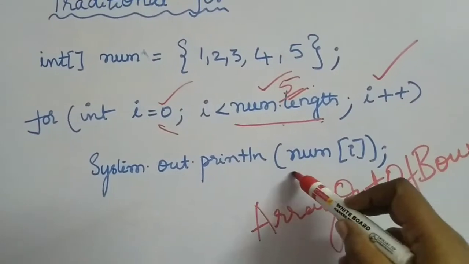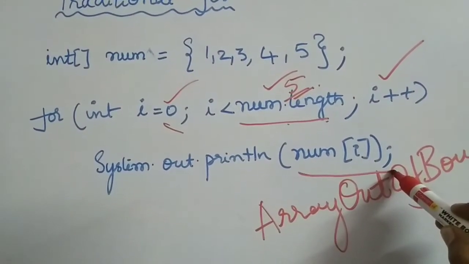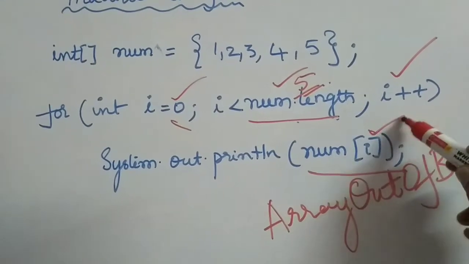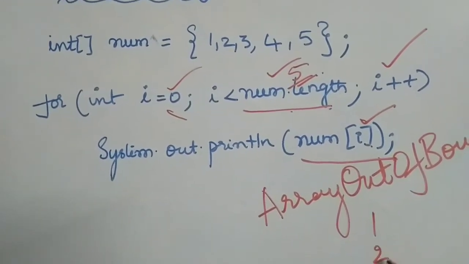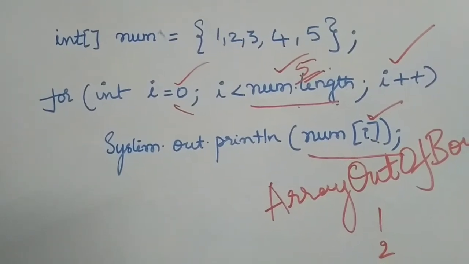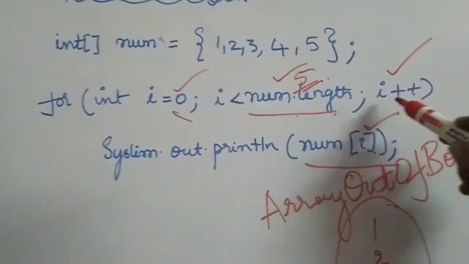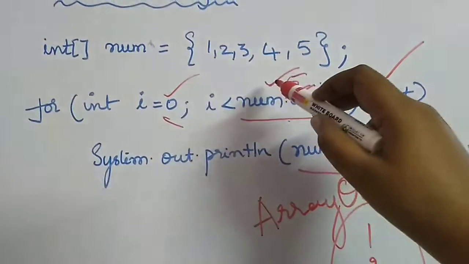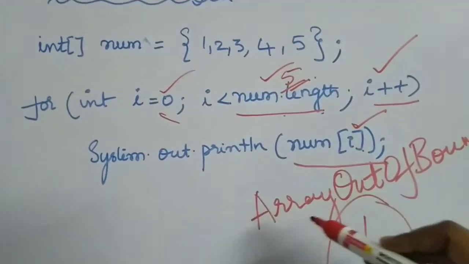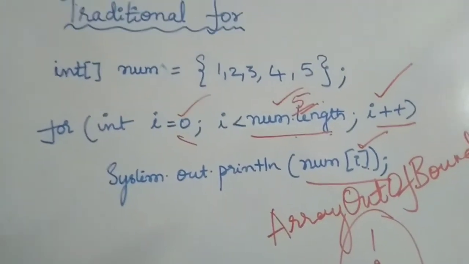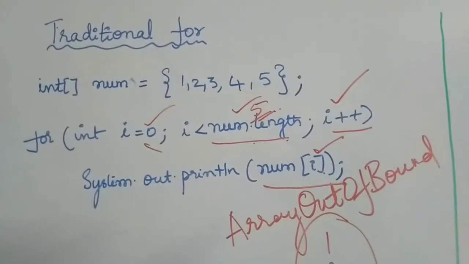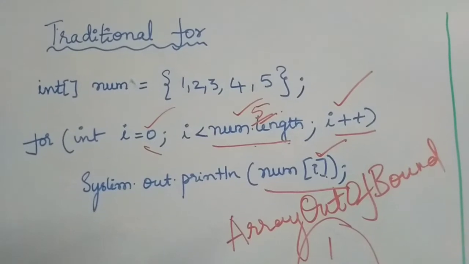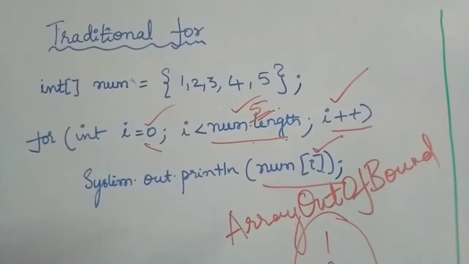And we are trying to print the values inside the array through the index number. So num[0] will print 1, num[1] will print 2, and then 3, 4 and 5. After that, i++ will become 5. 5 is less than 5 is false, so the loop will break and go to the immediate next statement after the for. So this is how we print the numbers of an array one by one.